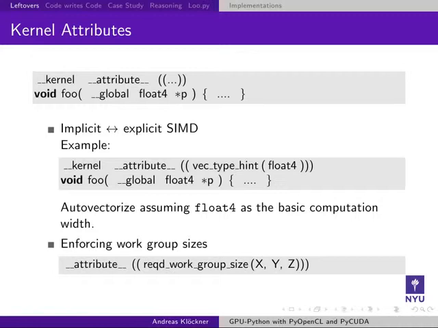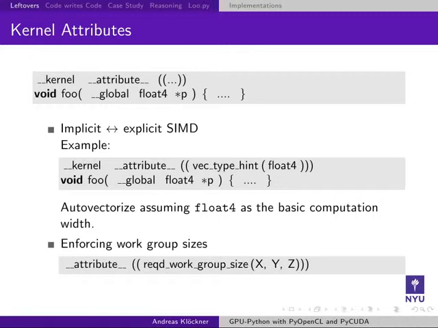So you have kernel, and you say attribute, and then you declare your kernel. One of these attributes that you can specify is vec_type_hint. So vec_type_hint float4 tells the compiler that the main unit of computation in your code is going to be float4. If it compiles that for an architecture like Larrabee, that has float8 as the basic unit of computation, the compiler would attempt to glue two of these together to form those 8-wide vectors.